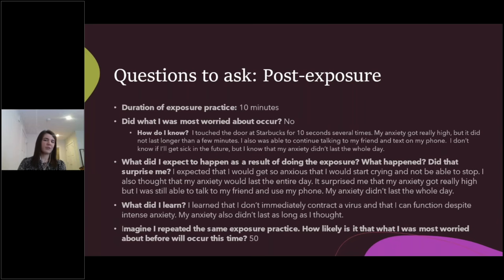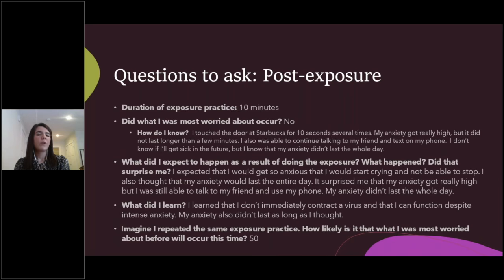You would have her then go do the exposure, then the post-exposure questions. So how long did she do the exposure? 10 minutes. Since the individual exposure was only about 10 seconds, you would have her do it multiple times, taking maybe a minute break in between, to last for a longer duration.